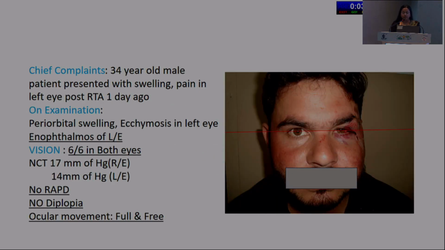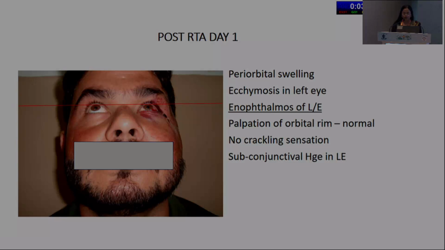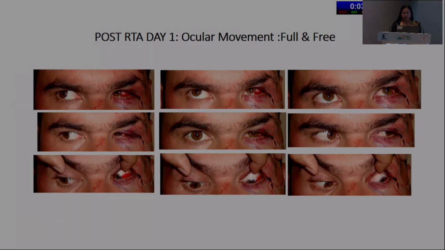Our patient, a 34-year-old male, post road traffic accident 1 day ago, came to us with swelling and pain in the left eye. On examination, he had periorbital swelling, ecchymosis in the left eye, and enophthalmos was less than 2 mm. Vision was 6/6, no RAPD, no diplopia, and ocular movements were full and free in all gazes. Palpation of the orbital rim was normal, no crackling sensation, and subconjunctival hemorrhage in the left eye was noted. This is the ocular movement in all gazes.